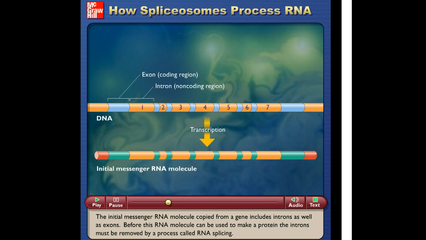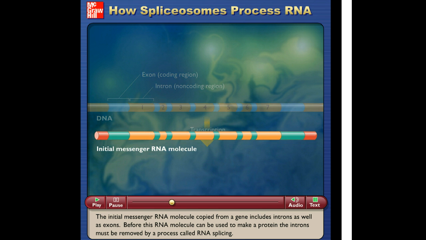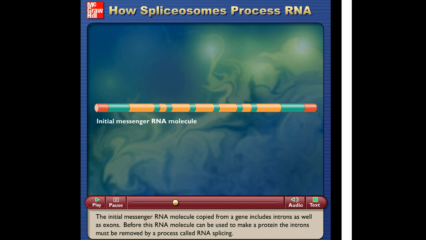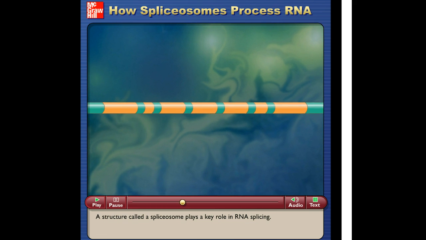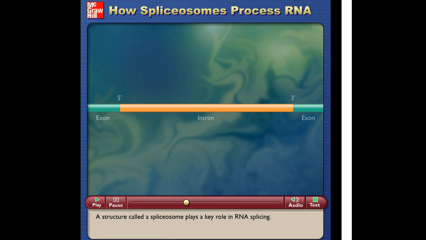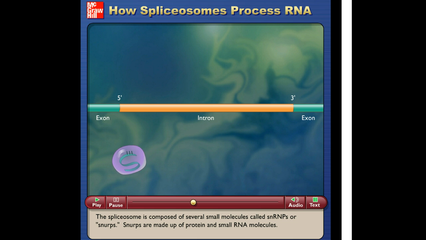Before this RNA molecule can be used to make a protein, the introns must be removed by a process called RNA splicing. A structure called a spliceosome plays a key role in RNA splicing. The spliceosome is composed of several small molecules called snRNPs, or SNRPs. SNRPs are made up of protein and small RNA molecules.